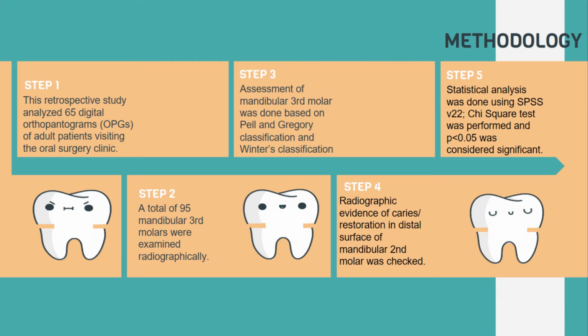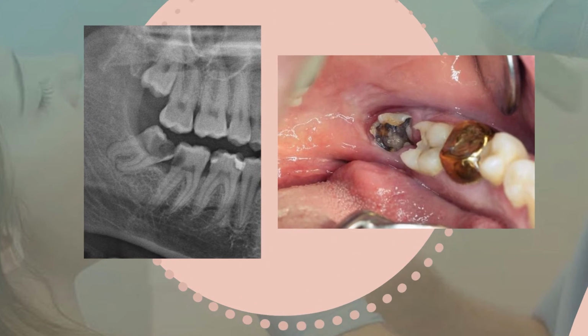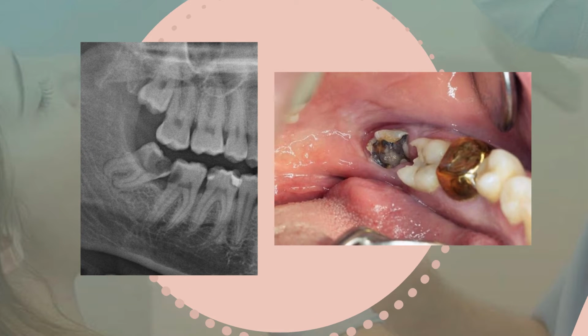As for the assessment of caries, only obvious radiolucency and radiopacity on distal surface of adjacent second molar, which indicates past caries activity, was taken into account. Statistical analysis was done using SPSS version 22, chi-square test was performed, and p-value less than 0.05 was considered significant. This is a diagram to explain the PG classification and Winters classification. Here is an example of a mesioangularly impacted third molar with PG class 1A and an associated distal caries. The left photo is showing a carious third molar and distal caries on the adjacent tooth.